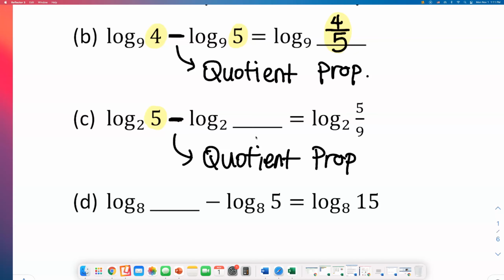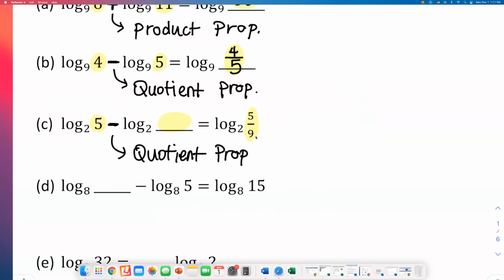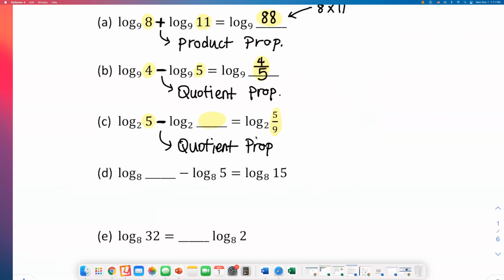What that means is 5 divided by something, 5 divided by this something gave us 5 over 9. So you can almost set up an equation if you want to. So what we get is 5 over something is 5 over 9. Well, that something must be x.